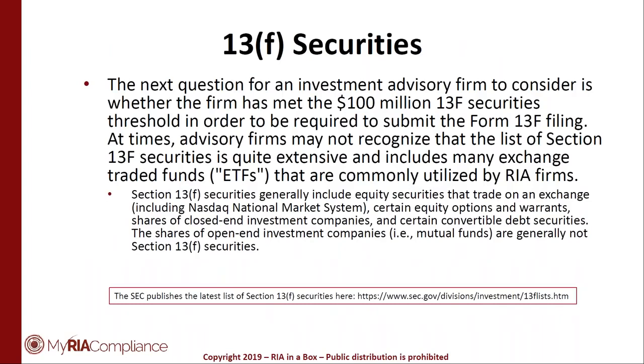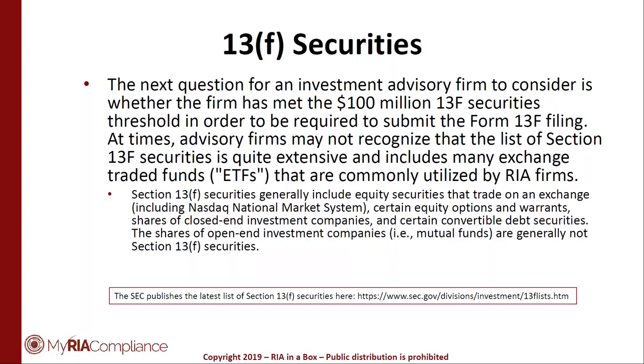The next question for an investment advisory firm to think about is, say you are a large firm, you have over 100 million in securities that you manage. You do qualify as an institutional investment manager because you do exercise discretion over those assets. Then the question is figuring out, of those 100 million or more in securities that you manage as a firm with discretion, are those quote-unquote 13F eligible securities? The list of 13F securities is quite extensive, and as I mentioned before, actually includes many exchange-traded funds that are commonly utilized by RIA firms.